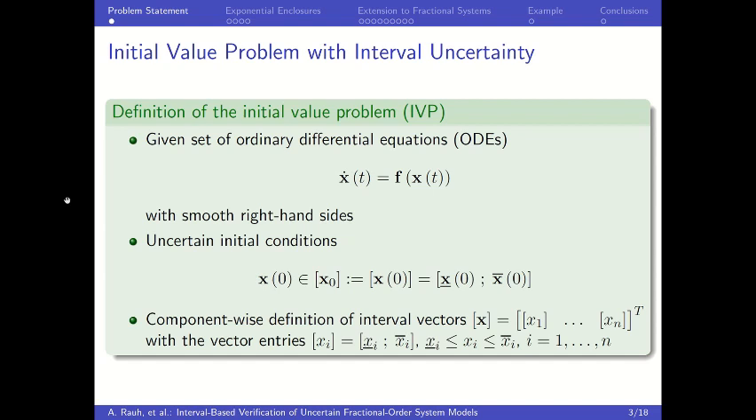For the case of integer order differential equations, we describe the right-hand sides of the differential equations by smooth function expressions that depend nonlinearly on the state vector x. The uncertainty in the initial conditions is given by so-called interval variables, where the lower interval bounds are less than or equal to the corresponding upper bounds. Lower bounds are denoted throughout this talk by the underline, upper interval bounds by the overline.